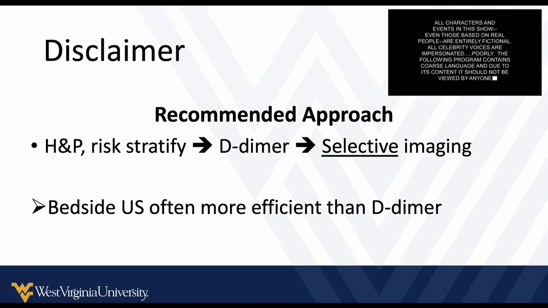So just to introduce a little bit, again, we're mostly going to focus on some of the findings and decision making. The big disclaimer here is that almost every guideline that's out there recommends doing a history and physical and risk stratifying the patient first. Then in patients who are low to moderate risk but still need testing, do a D-dimer first, and then only do imaging if the D-dimer is positive.